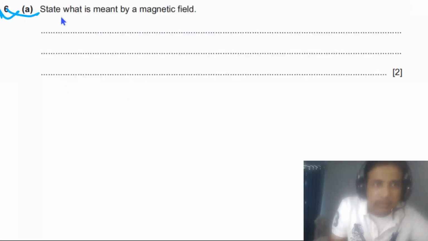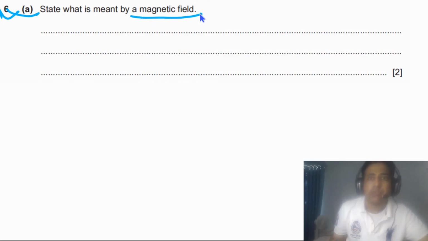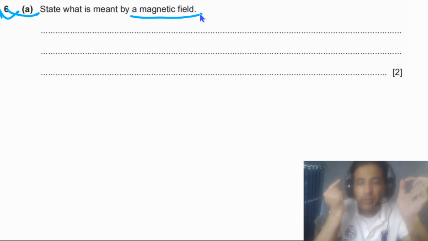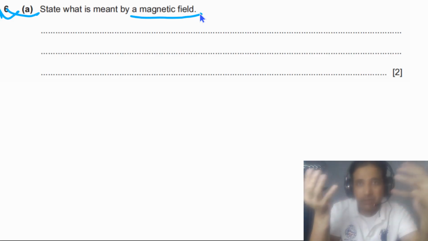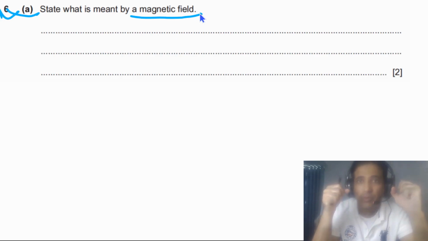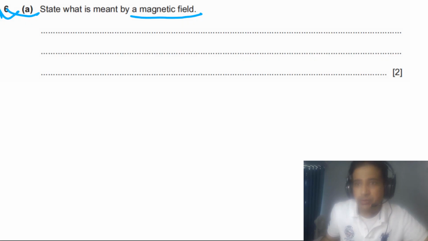Question 6 part A says, state what is meant by a magnetic field. A magnetic field simply is a region around a magnetic pole, or we can say around a moving charge, or simply around a current carrying conductor, meaning a current carrying wire. If in that region we bring another magnetic pole, or we bring another moving charge, or we place a current carrying wire in that region, the wire or current carrying conductor will experience a force, and that region we call a magnetic field. Let me show you the answer, how you can write down your answer.